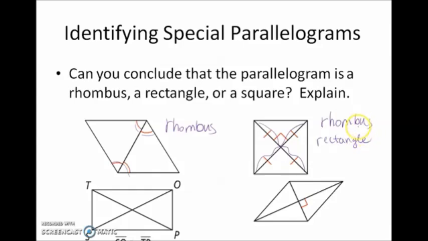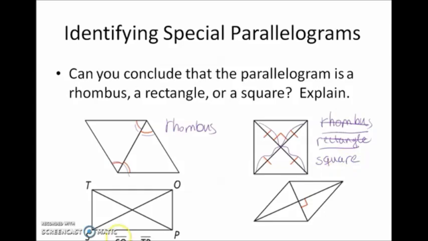I have conditions for a rhombus. I have conditions for a rectangle. And remember what we discussed. A square is a special parallelogram that is both a rhombus and a rectangle. So the proper classification of this parallelogram is square.